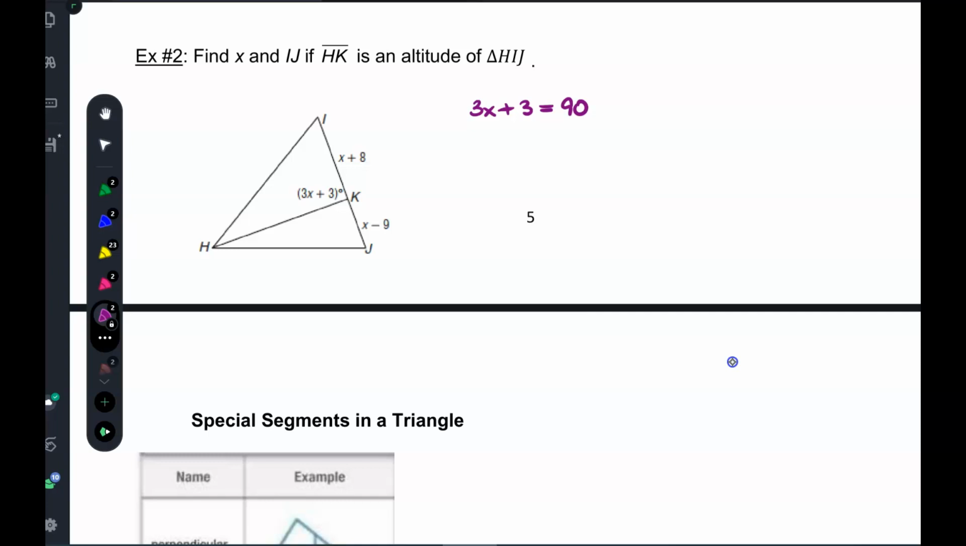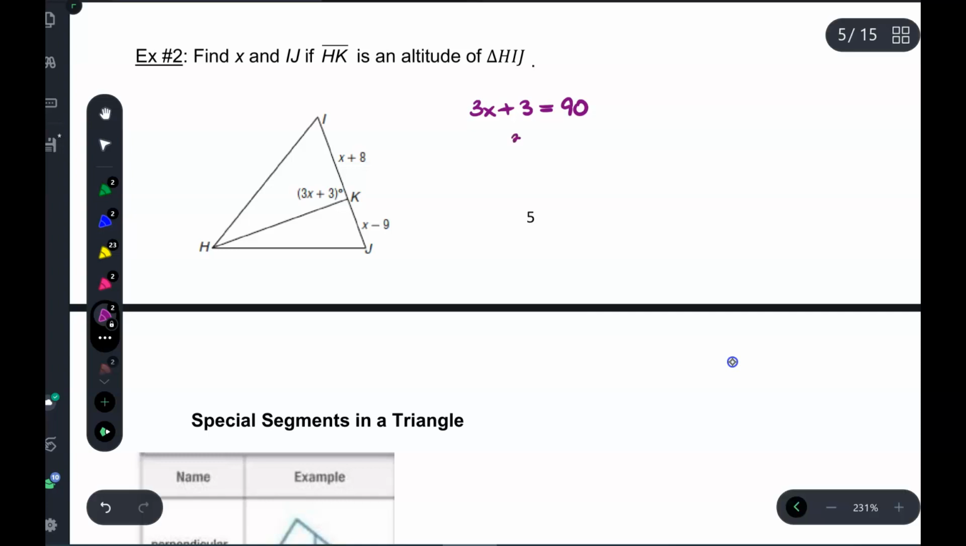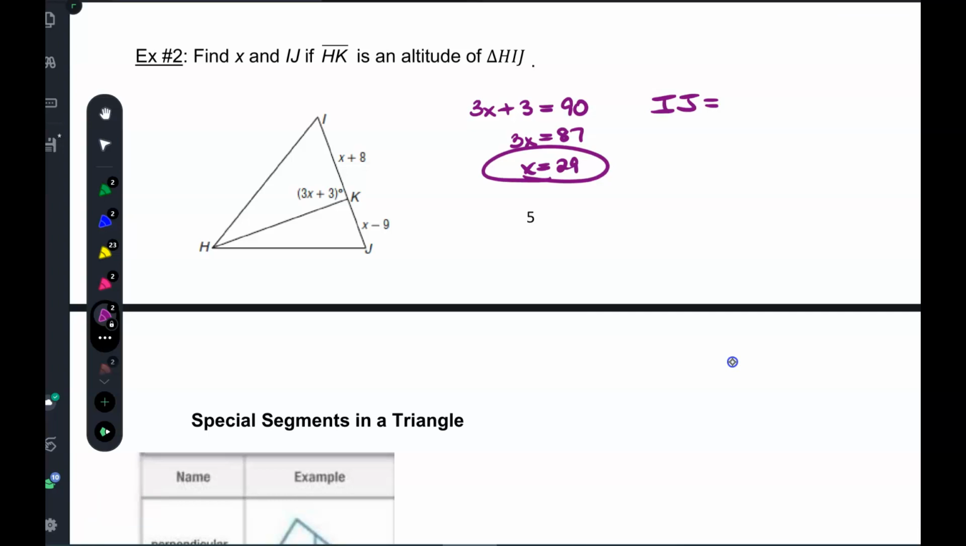Altitude. 87 divided by 3. What do we get? 29. Okay, we also want to find IJ. How did you plug them back in? If x is 29 and this part is x plus 8, what's this segment going to be? What's 29 plus 8? 37.